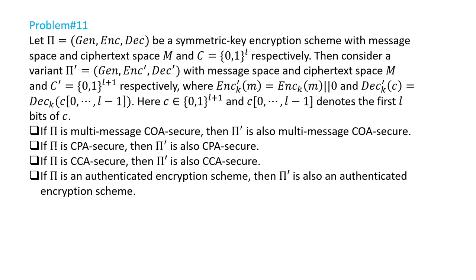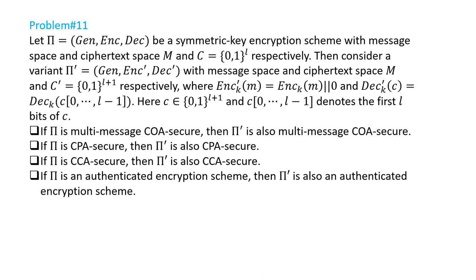Let pi be a symmetric key encryption scheme with message space and ciphertext space M and C, both are L-bit binary strings. Then consider a variant pi dash with the same key generation algorithm Gen and modified encryption and decryption algorithms, denoted Enc dash and Dec dash, with message space and ciphertext space M and C dash equal to {0,1} to the power L plus 1. So for scheme pi, the message and ciphertext space were L-bit binary strings. For the modified scheme, message and ciphertext space are L plus 1 bit binary strings.